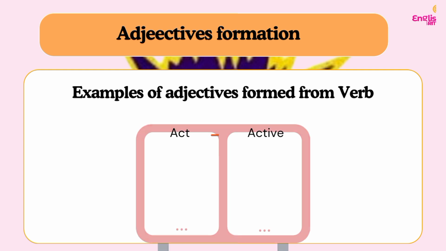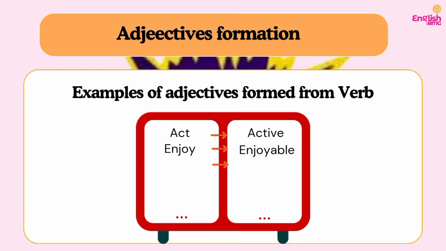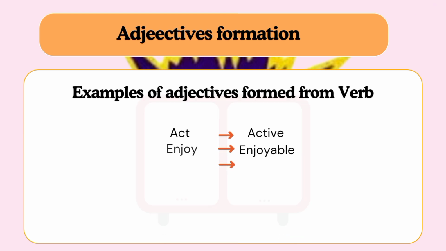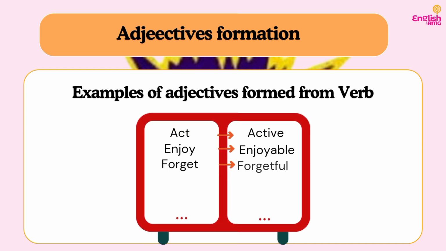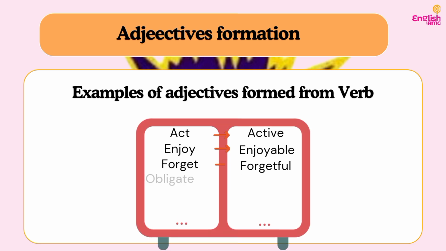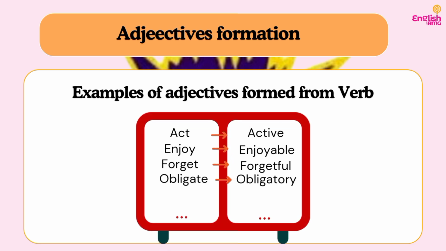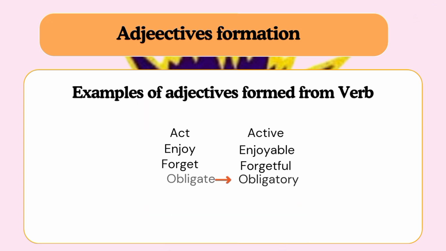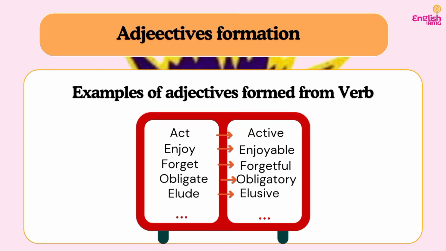Do you understand? So we have enjoyable from enjoy. You can say, I enjoy the movie. That's a verb. The movie is enjoyable. That's an adjective because enjoyable there is modifying the movie. We could also have forgetful from forget. Do you understand? We could have obligatory from obligate, and we could have elusive from elude.